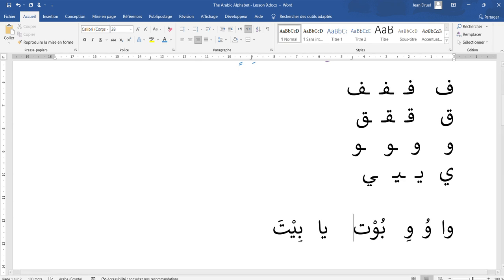So here, if I want to make it systematic, I would have buta, bita. Here it's a long vowel, buta. And here it's a long vowel, beta. Any other configuration would be a consonant. Like for example, bawata, like buita.